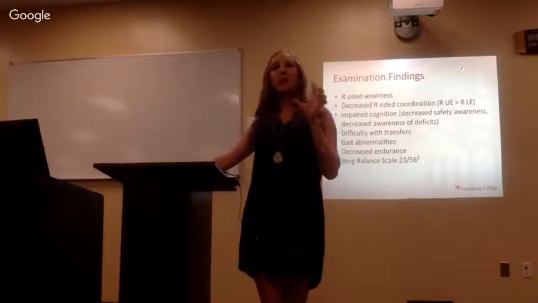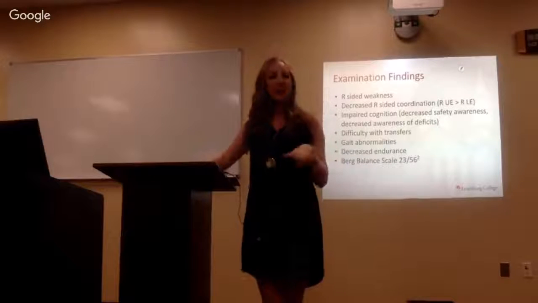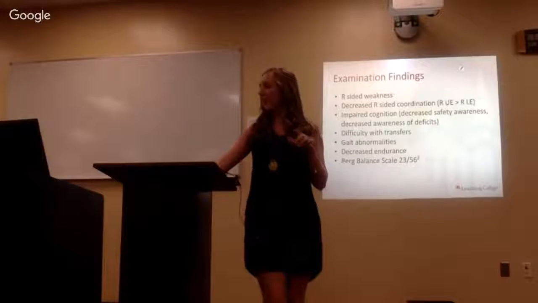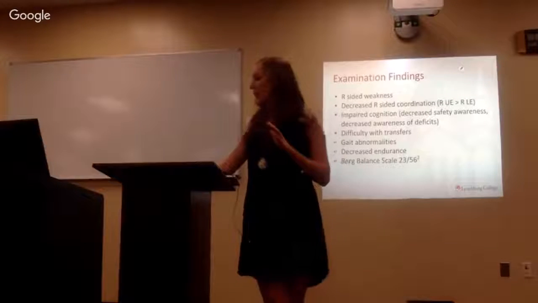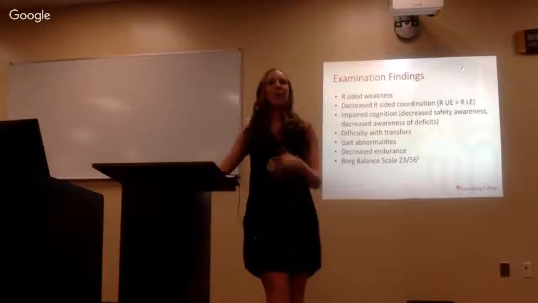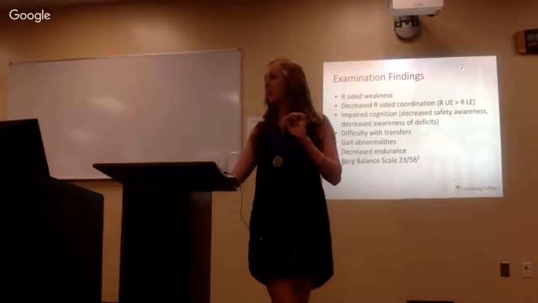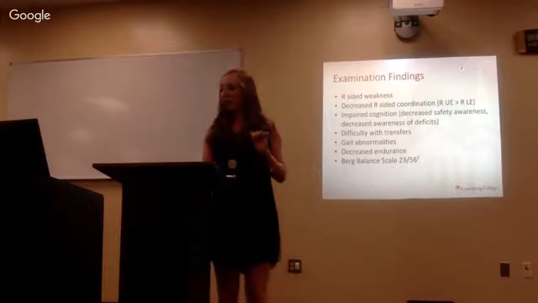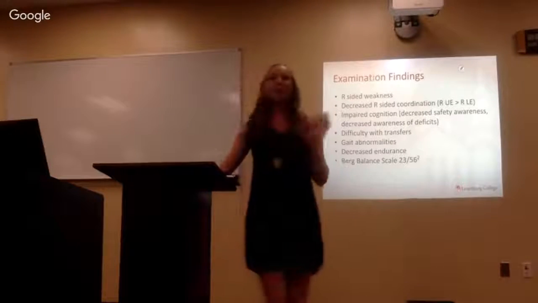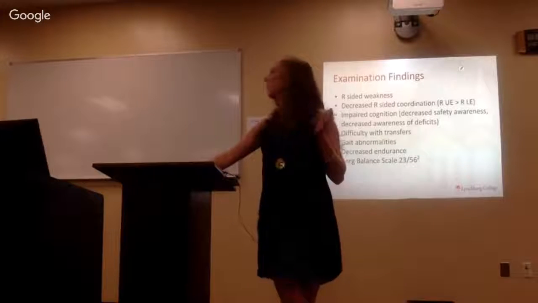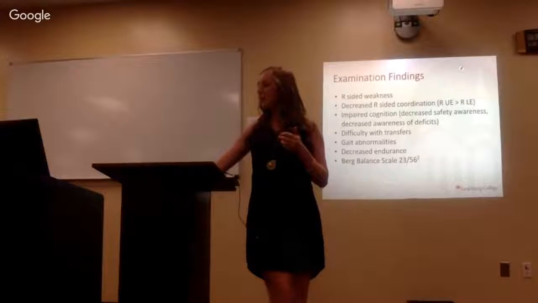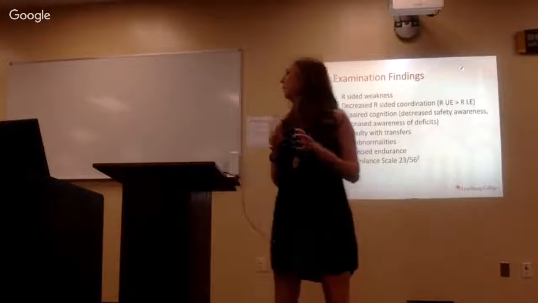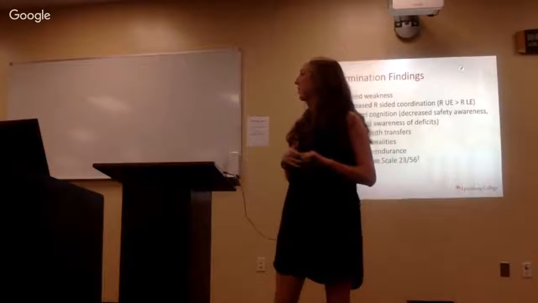He took very small shuffling steps, very unsteady, very uneven cadence, decreased weight bearing on the right, decreased weight shift on the right, and then he had a lot of knee hyperextension and some occasional buckling in the right lower extremity. He had decreased endurance. He was not able to walk even 50 feet on the day of the acute care evaluation. And his Berg Balance Scale for his impaired balance was a 23 out of 56, so he was a high fall risk.